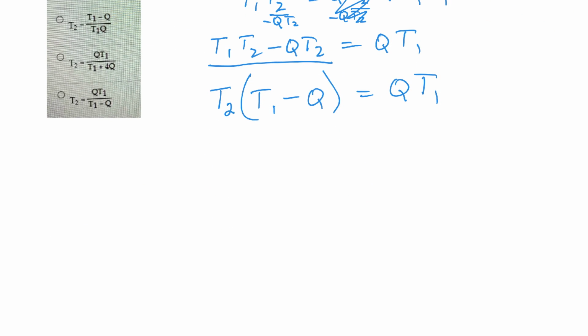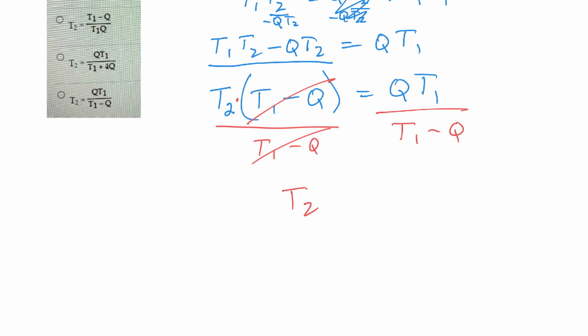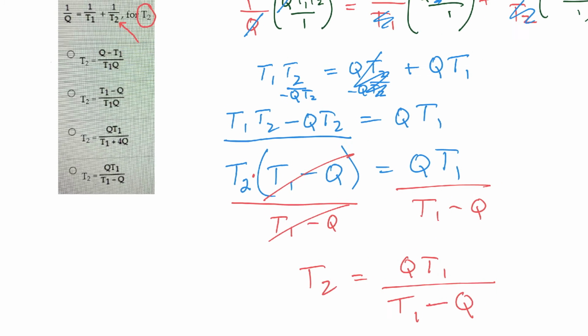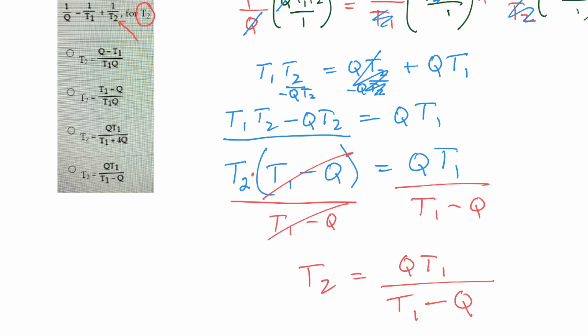Now there's just one T2. So to get rid of it, I'll divide each side by T1 minus Q. So T2 then, these cancel, is equal to Q T1 over T1 minus Q. Do they have that answer? Q T1, yeah. Oh, no, wrong. This one, that one right there. Right, hopefully that helps you out with those two questions.